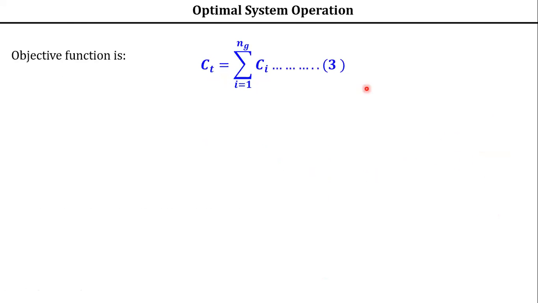Understood? So the objective function is this: total cost is equal to the sum of CI, where I is varied from 1 to the number of generating stations. Suppose there are 3 generating stations, then this will be C1 plus C2 plus C3. Fine. Okay, this is the total production cost. This is your objective function. Whenever you want to achieve your goal, that is your objective function, you have to sacrifice some things, isn't it? Those sacrifices are nothing but the constraints.